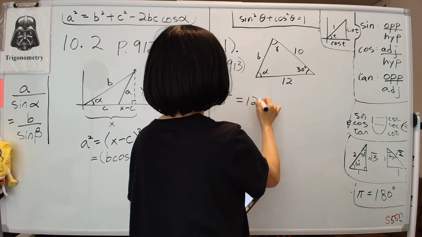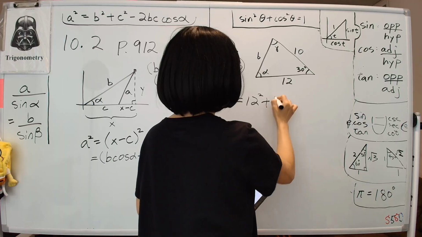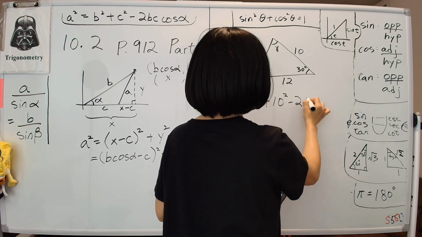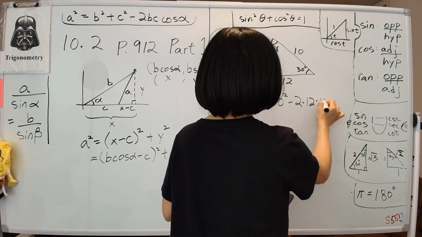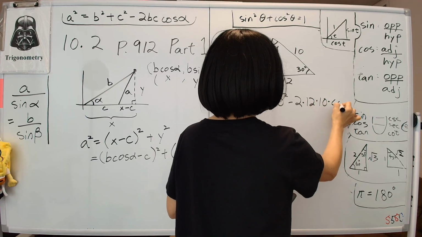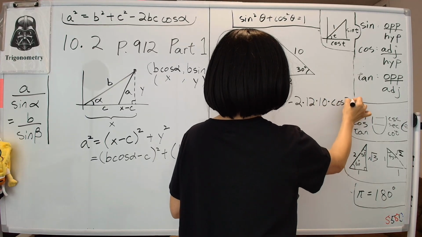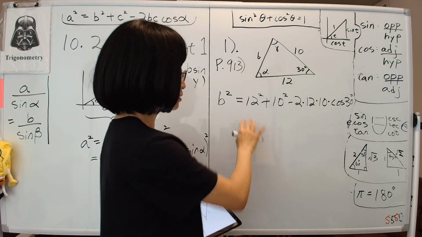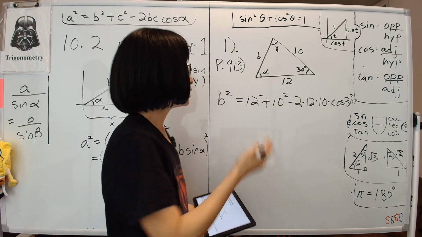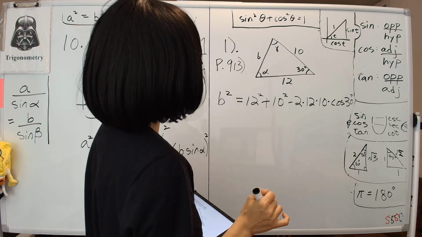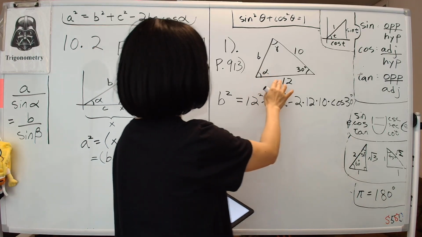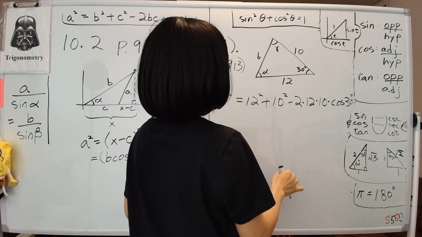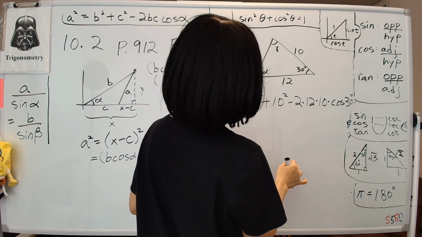So 10 squared, that's 12 squared, whatever, 10 squared, that being added, minus 2 times 12 times 10 times cosine of 30 degrees. And that will give us B, okay? We just need to do this and then take the square root, then we're good. And so now once we have B, the next step is we have to find out what these two angles are.